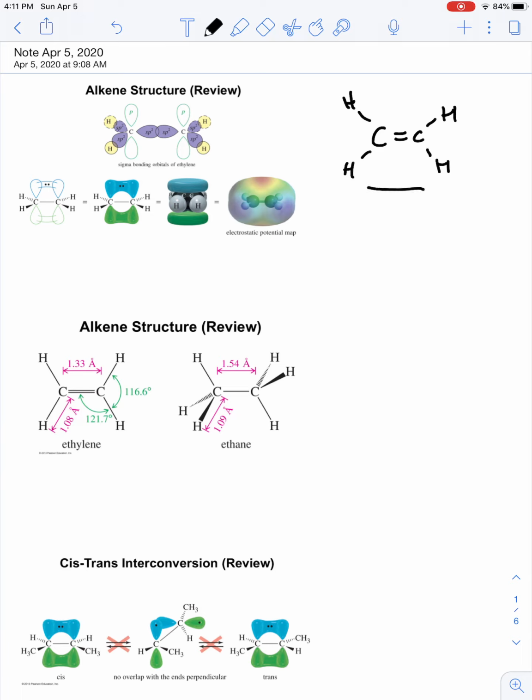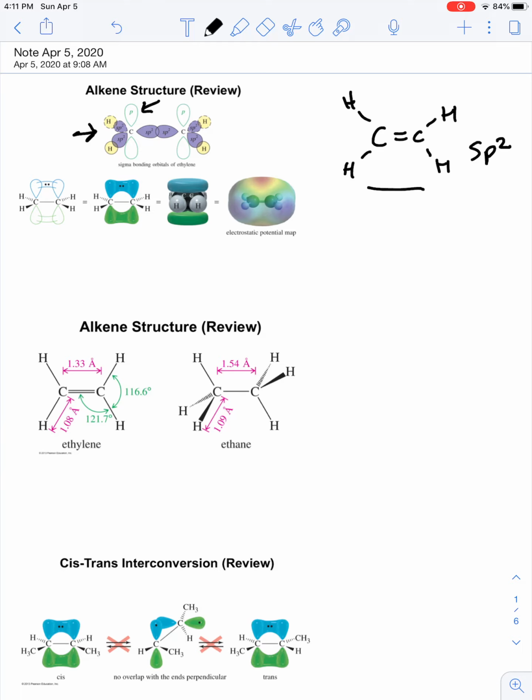When we look at ethylene, each carbon atom is going to be bonded to 3 other atoms. So it's bonded to 1 carbon and 2 hydrogens. We have sp2 hybridization when we're looking at something like ethylene. So we have our sp2 orbitals shown here. Then we have our unhybridized p orbitals shown here.